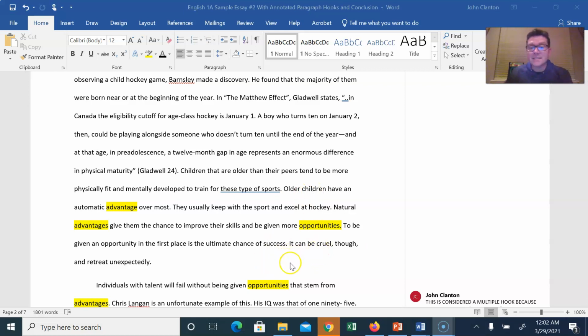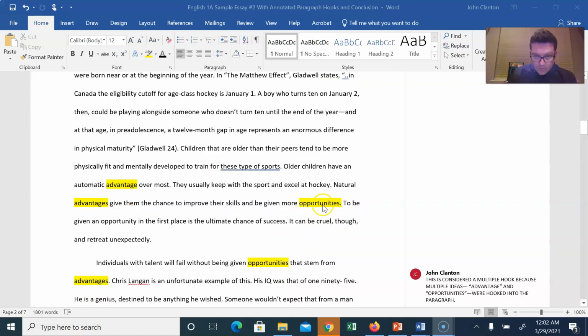Because we're not in the last sentence anymore, I'm going to incorporate these two words, opportunity and advantage, in my topic sentence of the next paragraph. Individuals with talent will fail without being given opportunities that stem from advantages. So again, this paragraph here makes the claim with some evidence, and this next paragraph is going to get into more detail. But they're linked together with this multiple hook using opportunity and advantage.